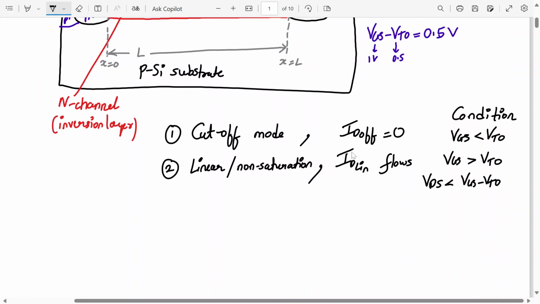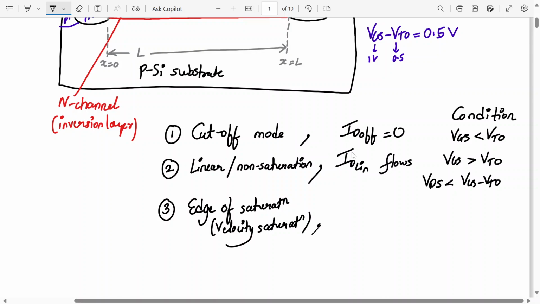That is absolutely correct. Then the third region of operation is edge of saturation, or what was the other name for it? Velocity saturation. Okay, so here what happens? ID flows. So what are the conditions? Can you tell me? Second condition is what? VDS equal to. Yes, equal to VGS minus VTO.